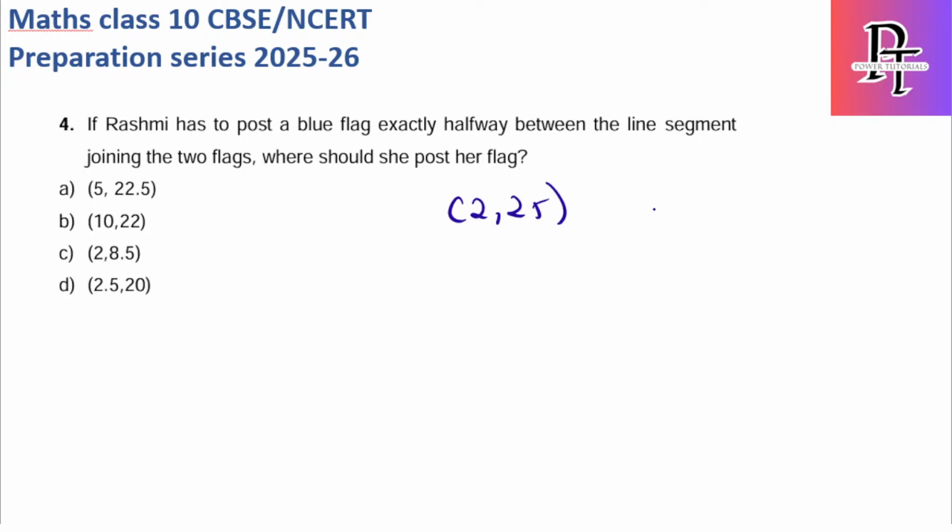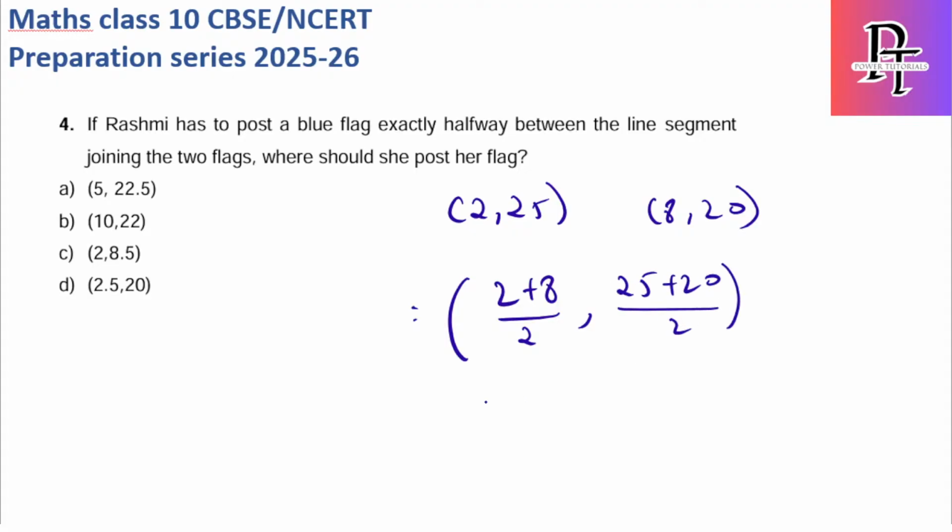(2.25, 8.20). What is the midpoint here? x1 plus x2 by 2, which is 2 plus 8 by 2, comma, y1 plus y2 by 2, which is 25 plus 20 by 2. So 10 by 2 is nothing but 5, and 45 by 2 is 22.5. So the option is (5, 22.5), which is C.